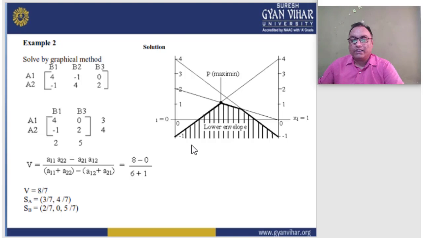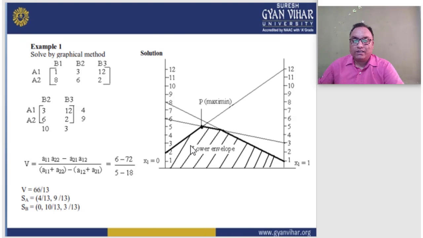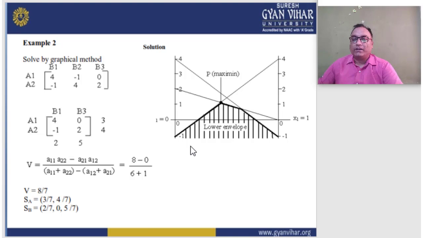And this is another example, right? So for this case, 4, -1 is one line. Then -1 and 4 is another line. And then 0 and 2, this is the 0 and 2 line, right? So this is the line for strategy A1, and this is the line for strategy A2.